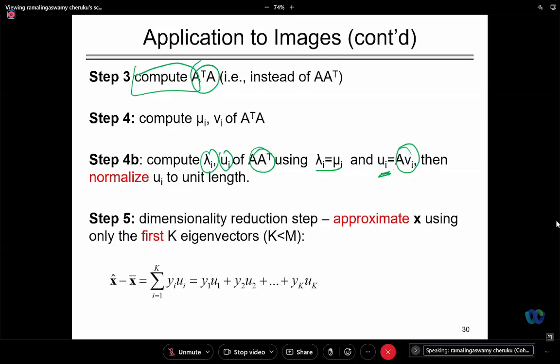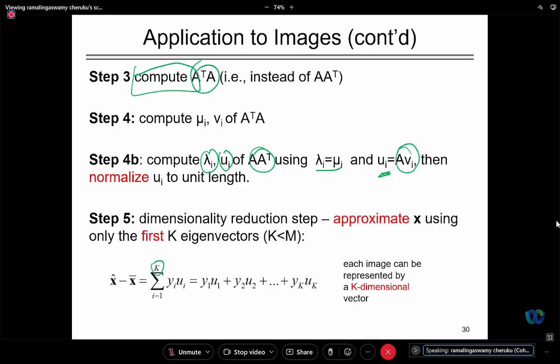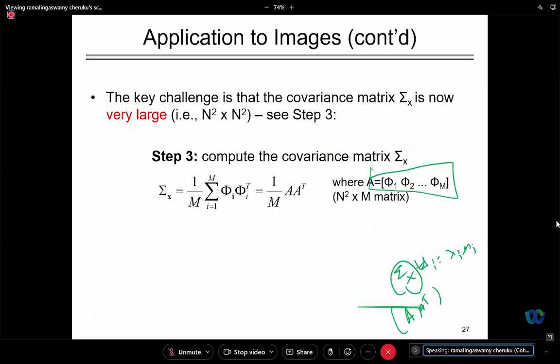Next is the dimensionality reduction step, approximating x using only the first k eigenvectors, where k is less than m. So what are the k? We can use that trick to come up with the solution. In the image processing area, it is very difficult to calculate A into A transpose, because its dimensionality is n square by n square. To deal with this, we can compute A transpose into A instead. So that is the idea.